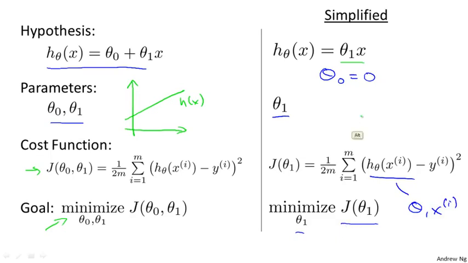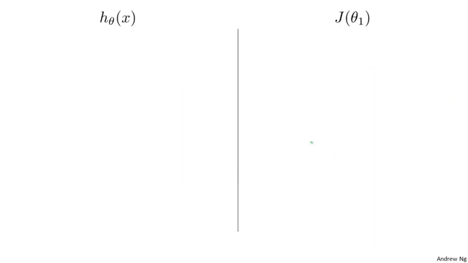In pictures, what this means is that if theta 0 equals 0, that corresponds to choosing only hypothesis functions that pass through the origin, that pass through the point 0, 0 over there. Using the simplified definition of the hypothesis and cost function, let's try to understand the cost function concept better. It turns out there are two key functions we want to understand. The first is the hypothesis function, and the second is the cost function.